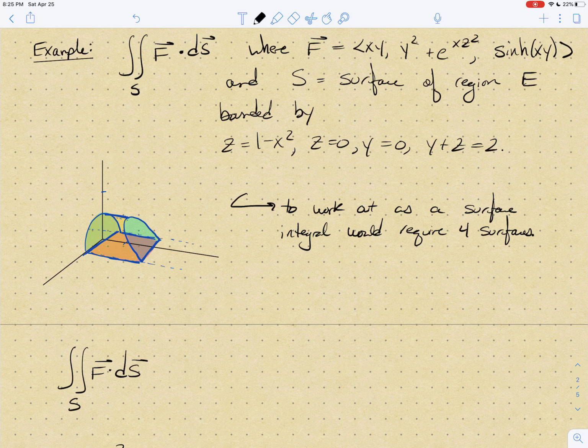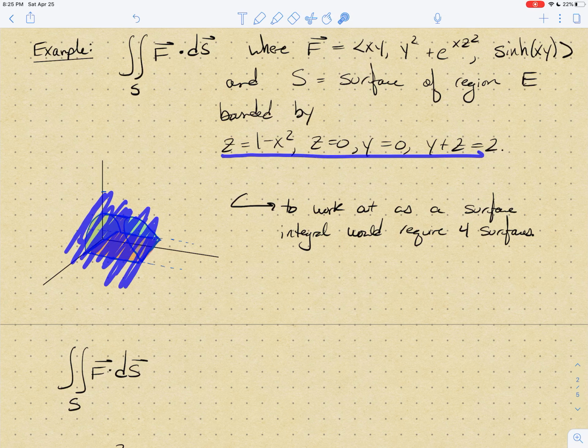All right, so in this one, again, we're going to start with a surface integral, and we're going to switch it to a triple integral. So we're given this interesting looking vector field, and we're given our S is the surface of this region that's bounded by all this stuff.